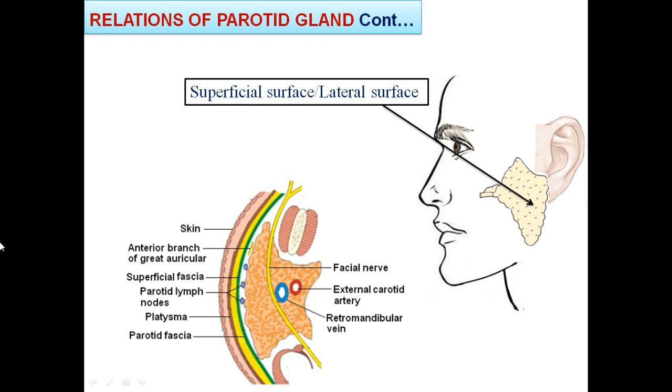The superficial surface relations. It is covered by the skin, superficial fascia, platysma, parotid fascia, and parotid lymph nodes. The superficial fascia contains the platysma, great auricular nerve, and parotid lymph nodes.